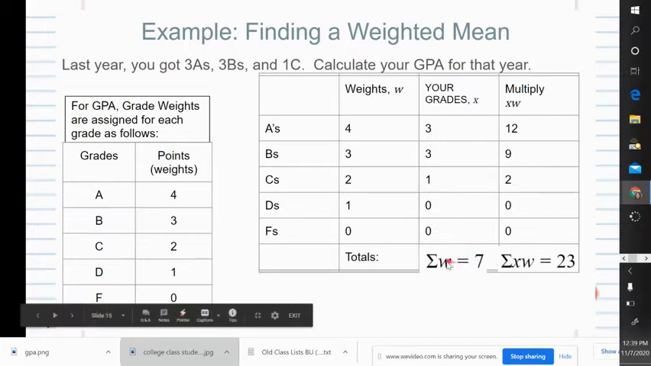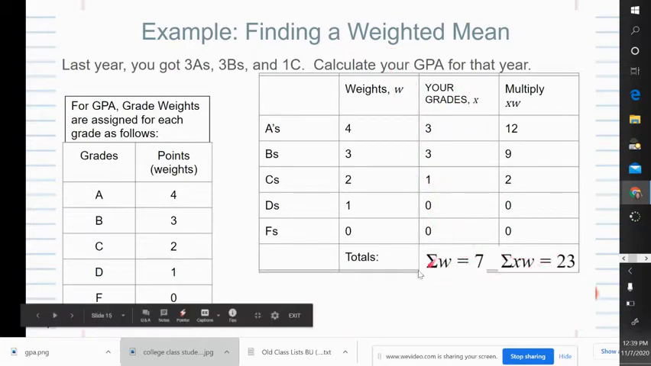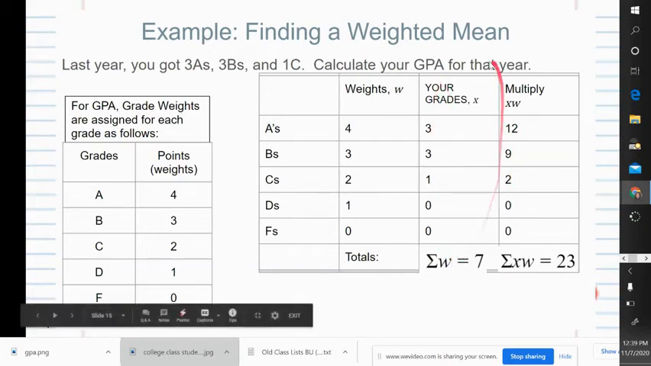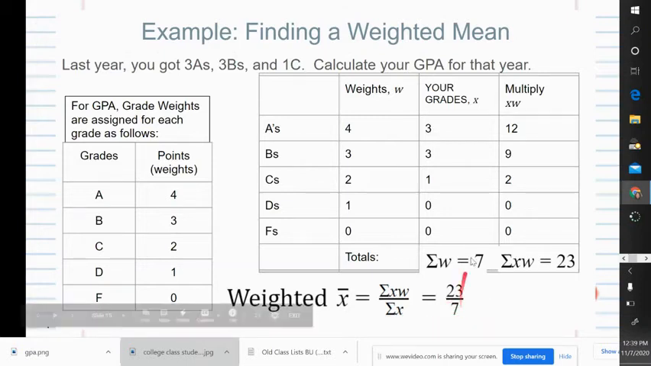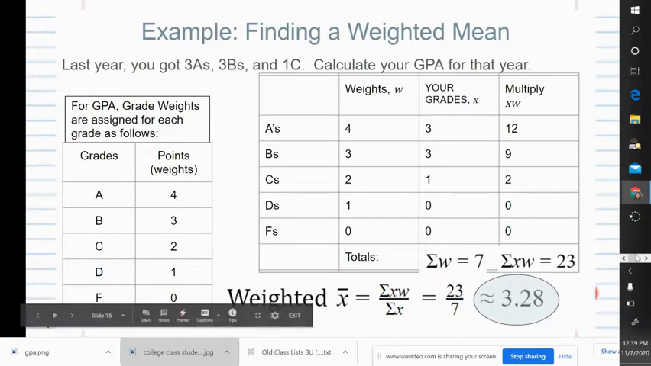There's a slight mistake there. That should be the sum of x here, the way that I did this, but that's okay. I should move that over here, but that's okay. So there are 23 points for your 7 grades. So we take your 23 points and divide it by your 7 grades. Yeah, that should be the letter X right there. My bad. I'll fix that in a little bit. Which gives you 3.28.